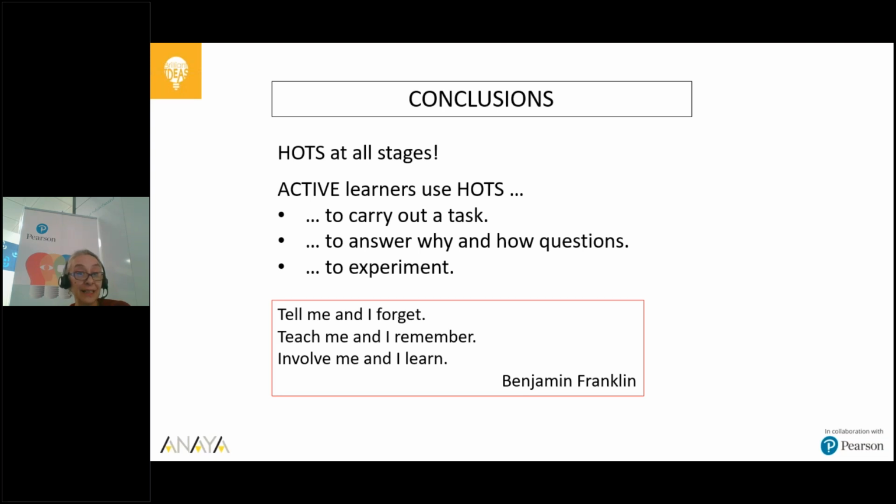Tell me and I forget, teach me and I remember, involve me and I learn in a deep and meaningful way. Okay, well, I've come to the end of my session now. I think I've got a bit of time. If you'd like to ask me some questions, let's see if there are any. And don't forget the Cuisenaire challenge: how many ways can you use Cuisenaire rods in the classroom?